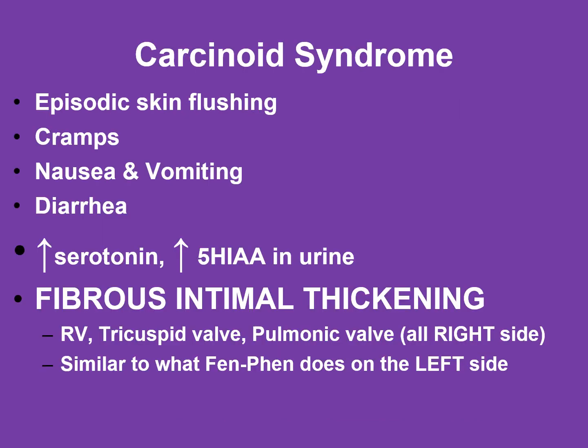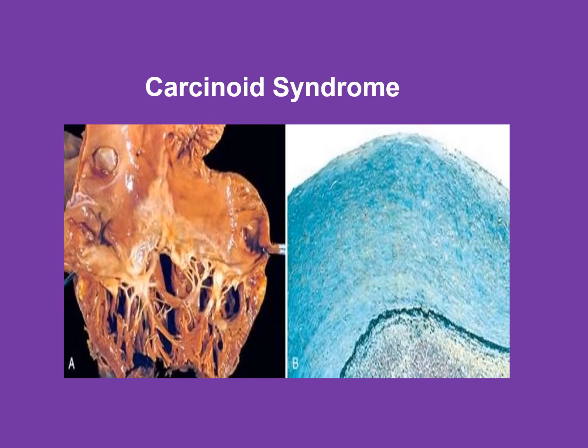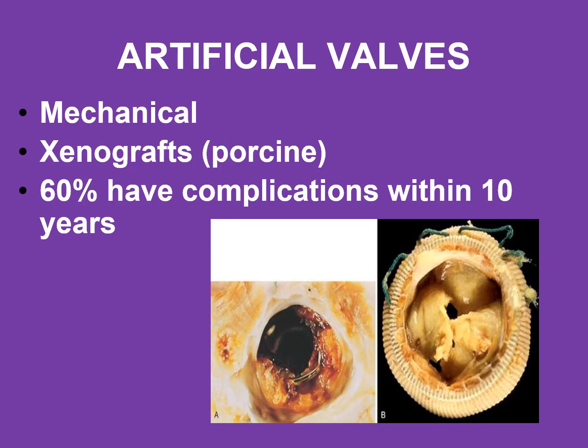Let's go to the carcinoid syndrome, characterized by episodic skin flushing, cramps, nausea, and vomiting. In some books, this is also termed carcinoid valvulopathy, but in Robbins it is simply termed carcinoid syndrome. There is a fibrous intimal thickening, usually of the tricuspid valve, but it can also involve the pulmonic valve. If you cut through it, you can see a very thickened layer of the valves. So this is like hyperplastic tricuspid or pulmonic valves.